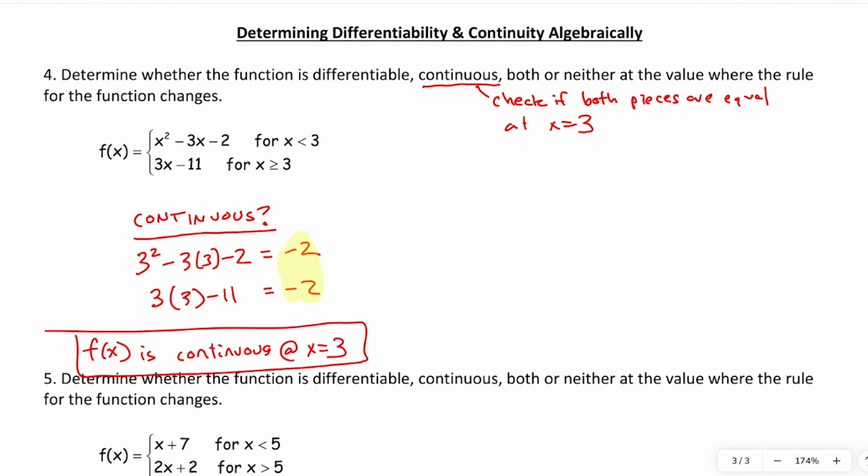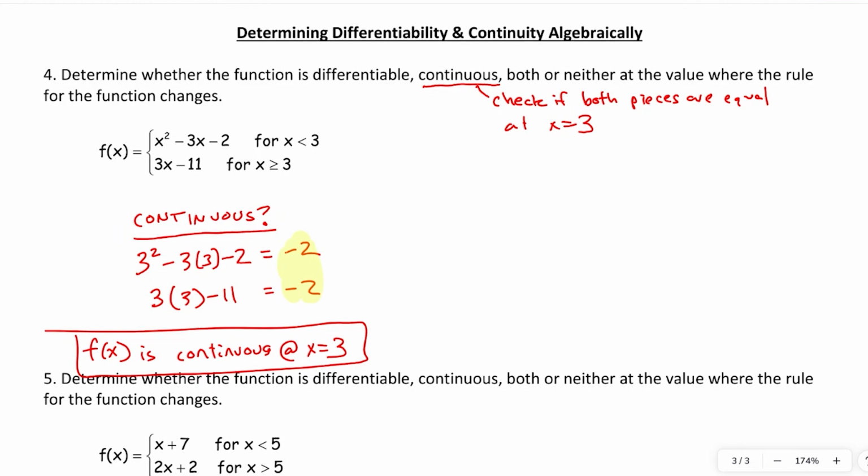Now, in order for it to be differentiable, we're going to do a similar thing here, where we're going to check the left and the right-hand side. But instead of checking the value of the function, we're going to check the value of the slope. Because even if they're connected, we don't want there to be a sharp turn. We need the slope at that point to be the same for both pieces so that there's a smooth transition for the slopes. You can't have just an instant change.